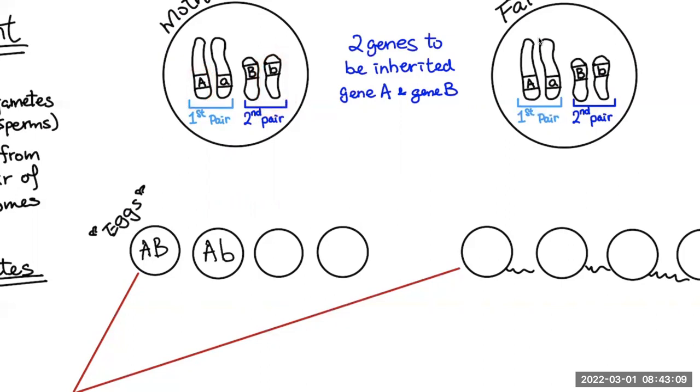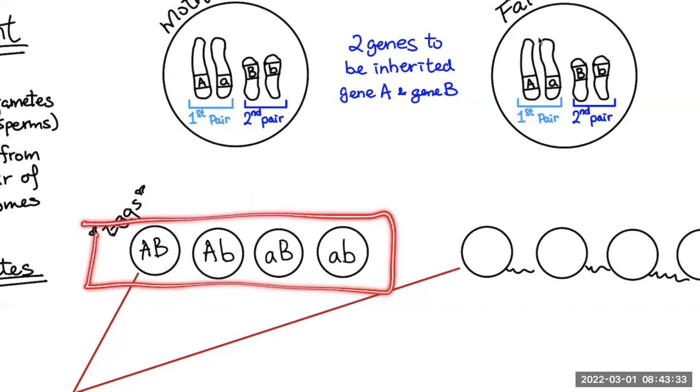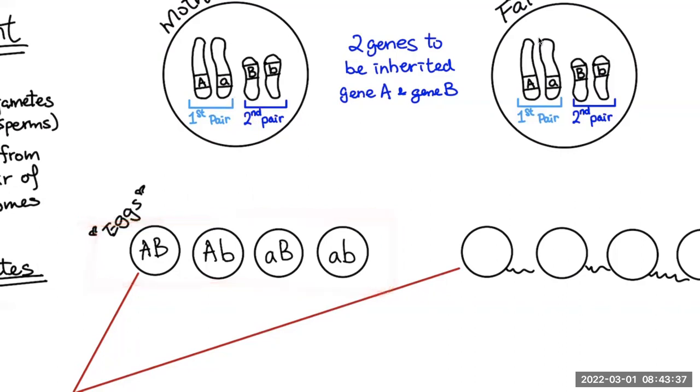Now the third one, I may get this one and this one. So that's a different combination. Fourth one, I may get the second one of the first pair and the second one of the second pair. And that means I'm going to get something like this. And there I have all the possible combinations of alleles in my eggs. There won't be any other combinations, all right? That's all you're going to get.